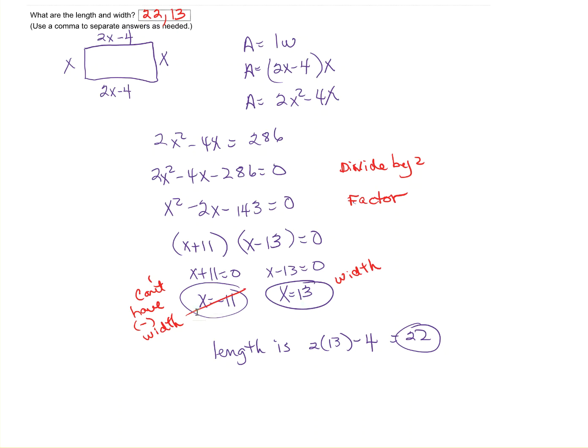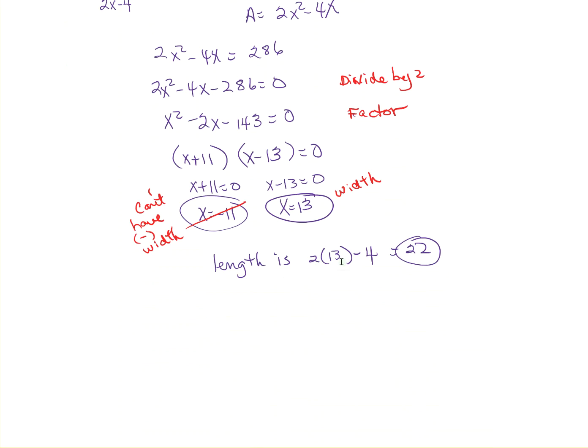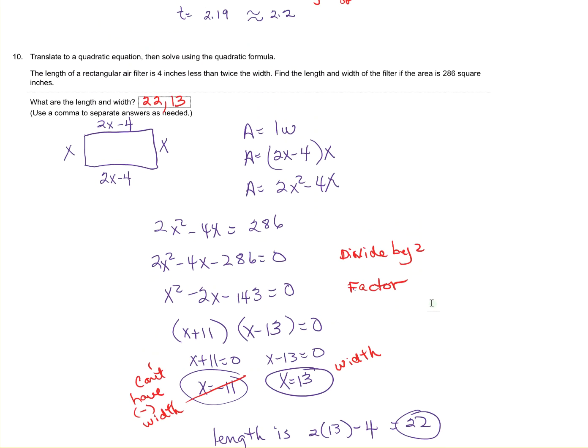We can't have a negative width, so we discard that one. And the width is 13. We needed the length as well. So the length is 2 times 13, which is 26, minus 4. That's 22. So we did that.